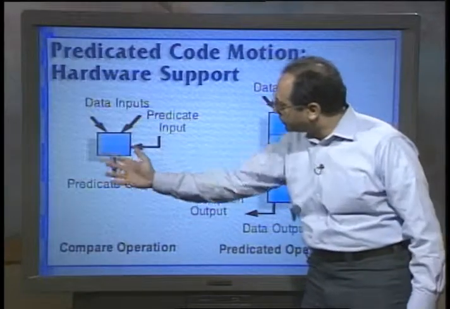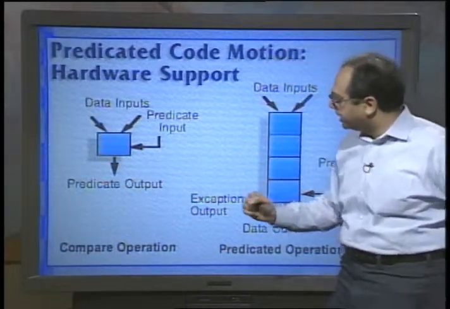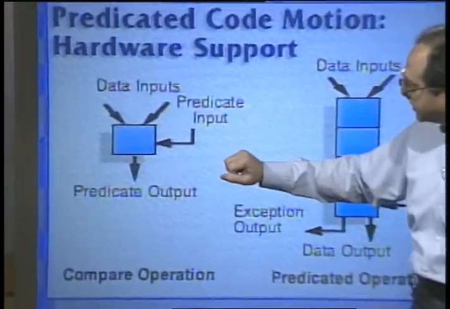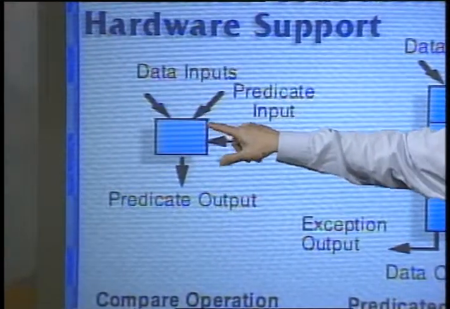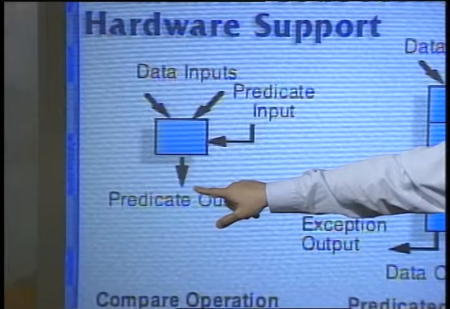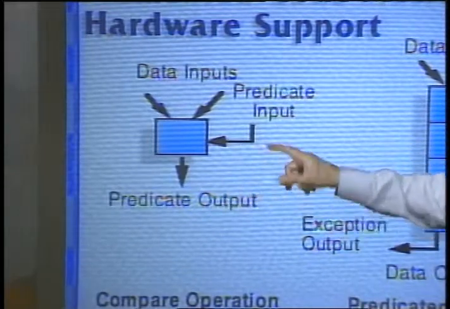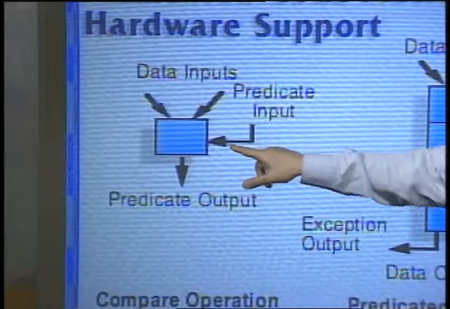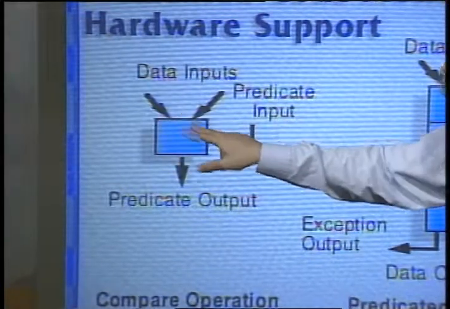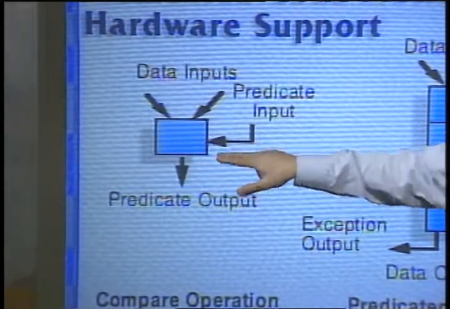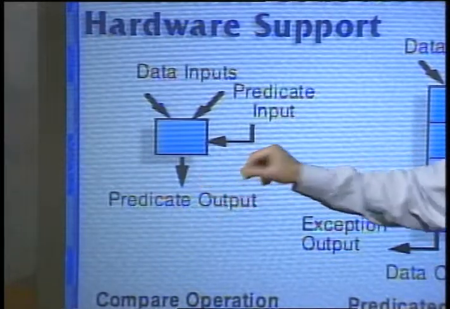We will also postulate a slightly different form of compare, which has a third input once again. Normally, what we would have in a compare is two data inputs. We'd compare them, and we generate a Boolean result, a true or a false. Now what we will do is add a third input, a Boolean input, and we will take the result of the compare, AND it with this, and that is what we will write out.